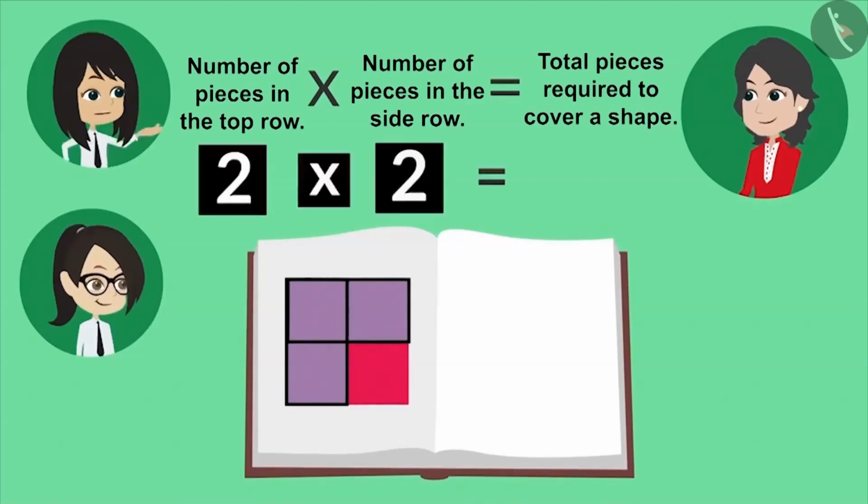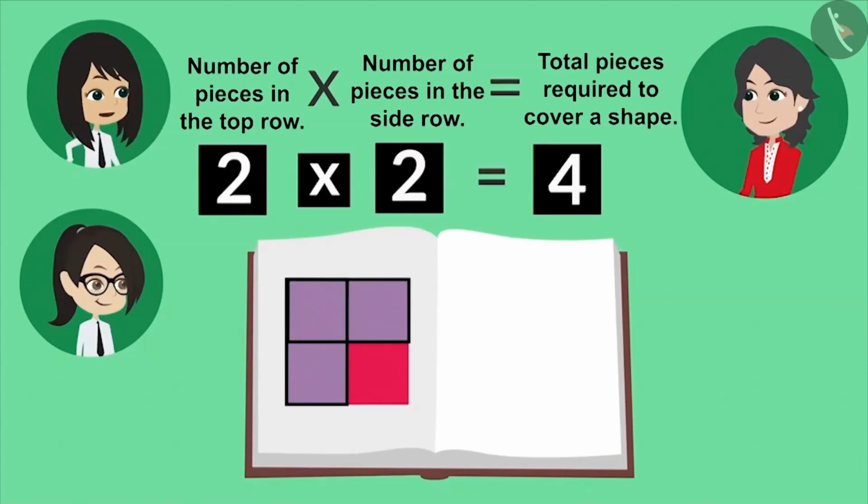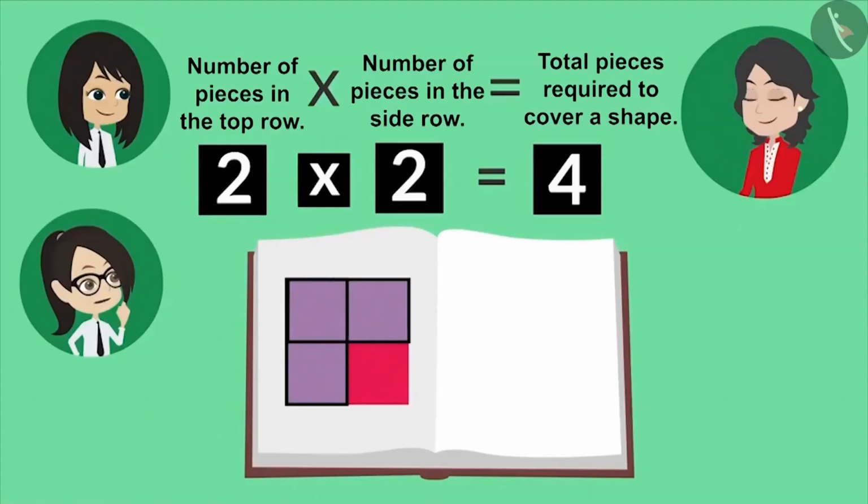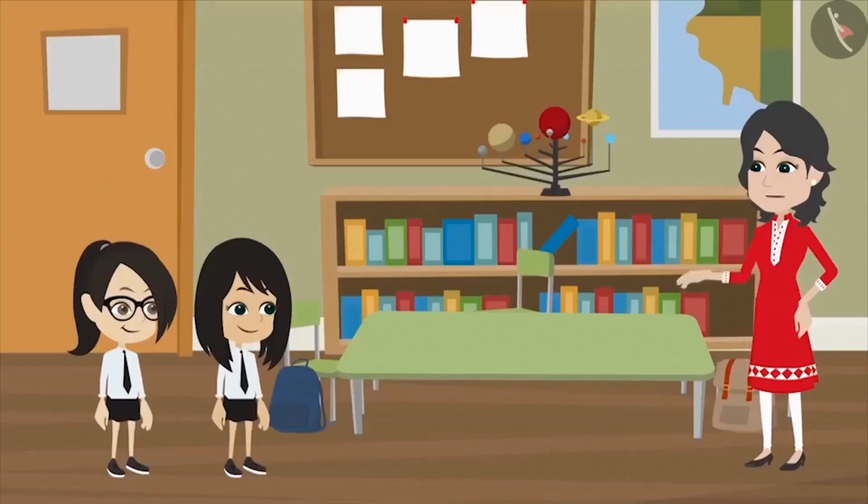Multiplying 2 by 2 will give us 4. That means 4 pieces are required to cover this shape. Yes. But madam, in this particular shape, we could just count and find out. Yes. In this particular shape, you could count and find out. But it is not so easy to count when there are very large shapes, such as your desk. In such situations, this method works better.